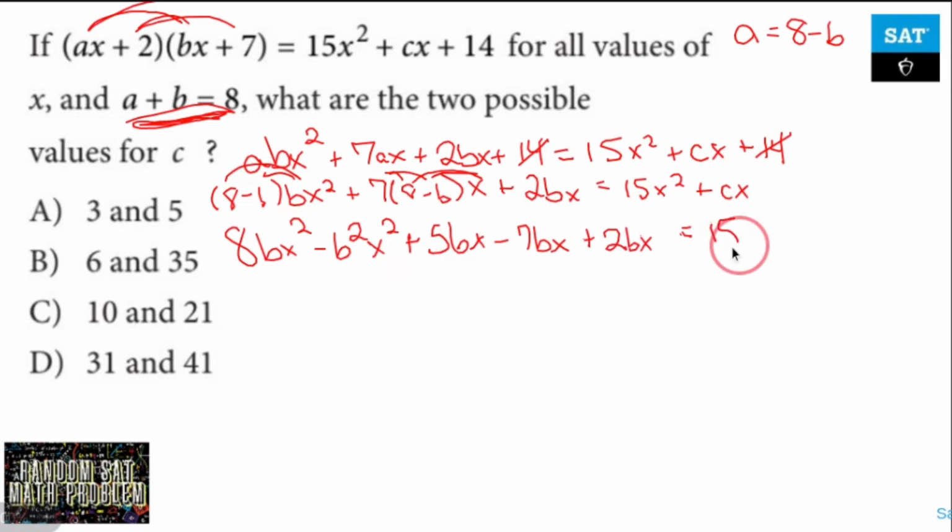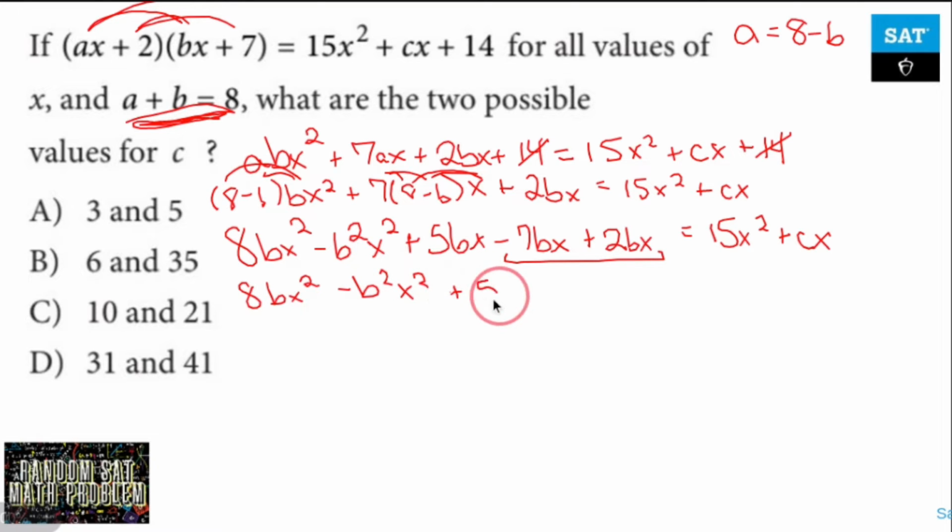That's going to equal 15x squared plus cx. I'm going to combine these two. The only thing that changes from the line above is me combining those two. So I have 56x still, and now I have minus 5bx equals 15x squared plus cx. So this is what I did. Again, maybe not the best way, but this is how my brain works.